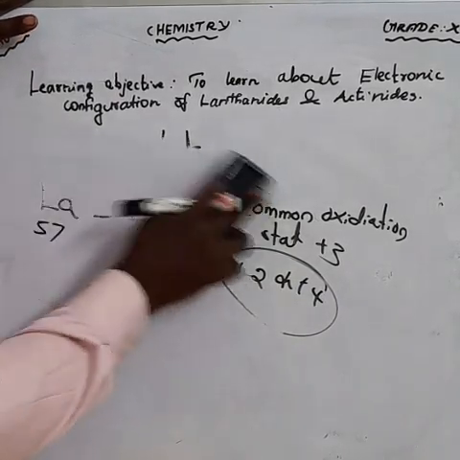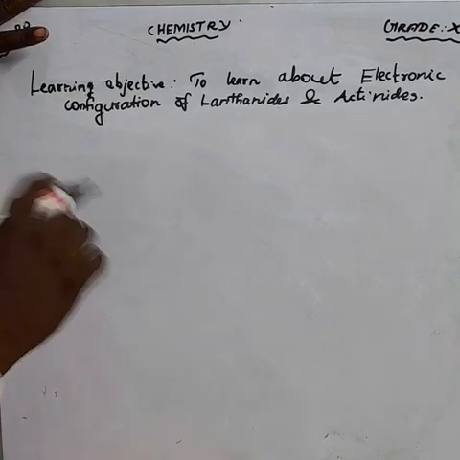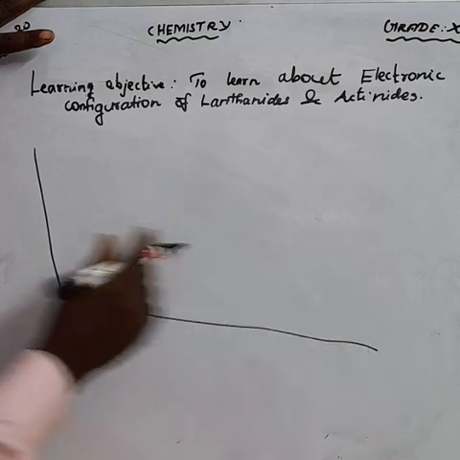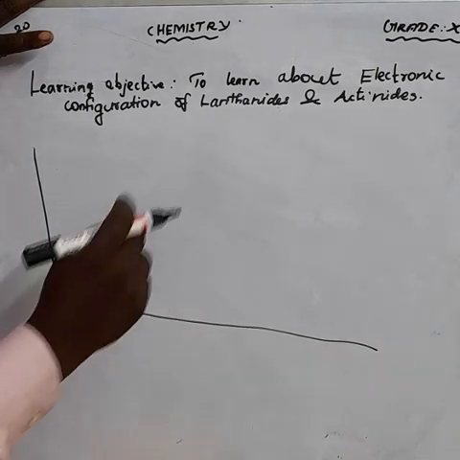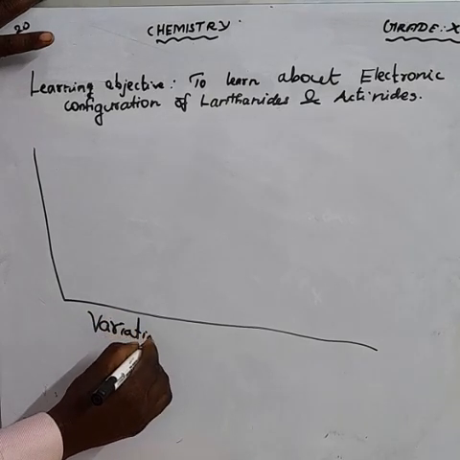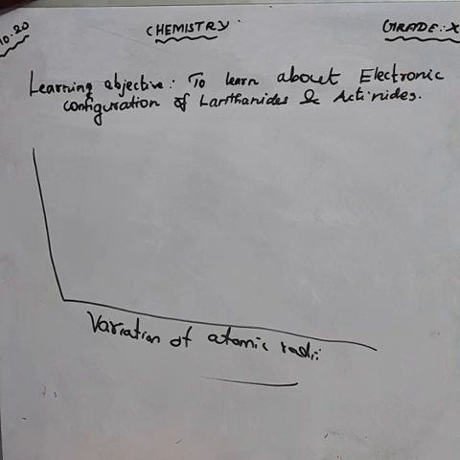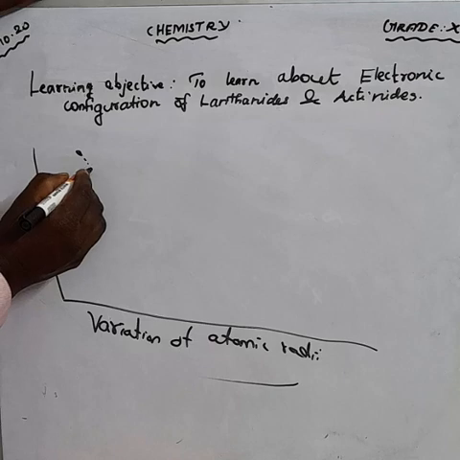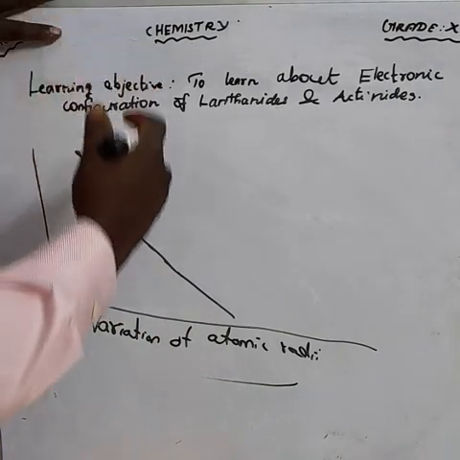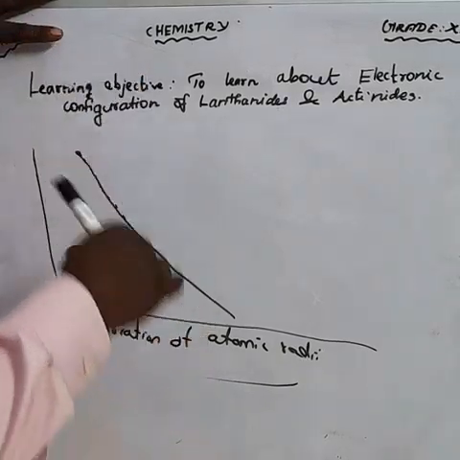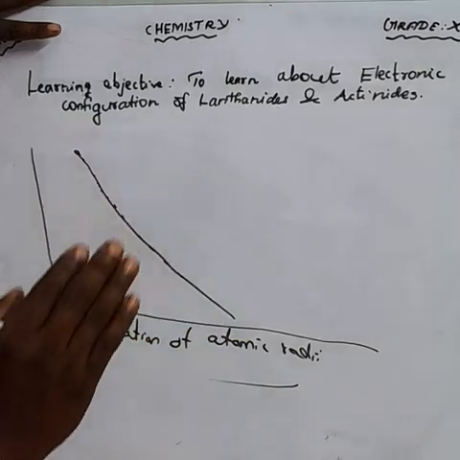Atomic and ionic radii of lanthanides. As per our textbook, there is a graph of the variation of atomic radii of lanthanides, from lanthanum to lutetium. Here the size is decreasing like that. As we move across the 4F series, the atomic and ionic radii of the lanthanide series gradually decrease when the atomic number is increased.